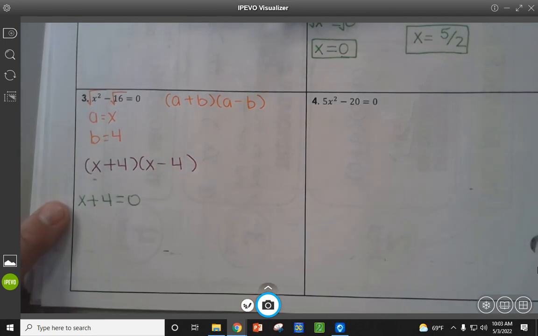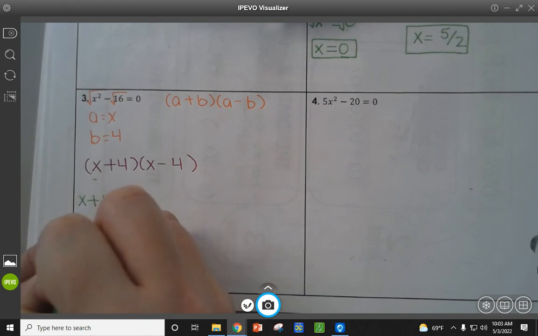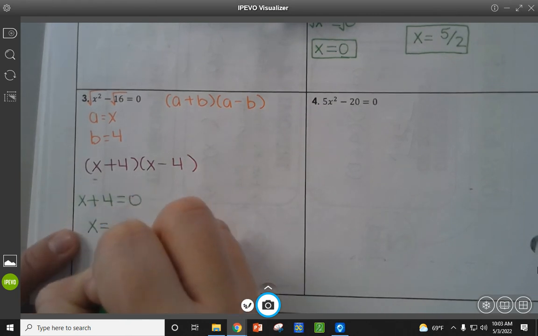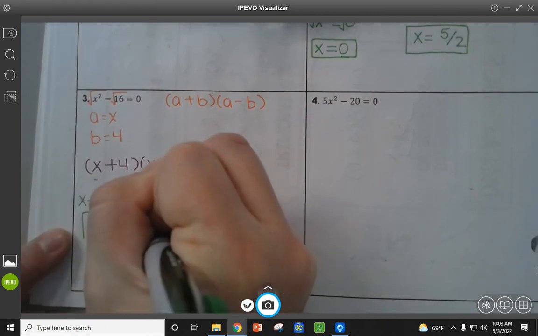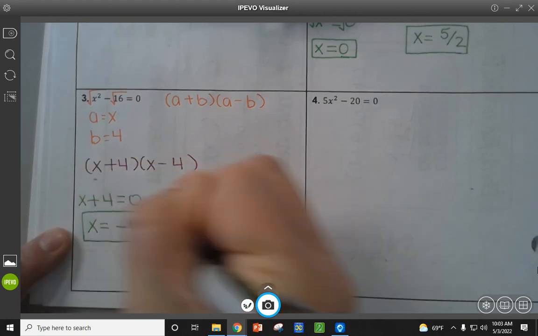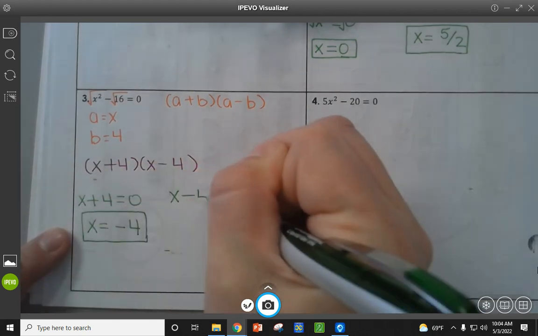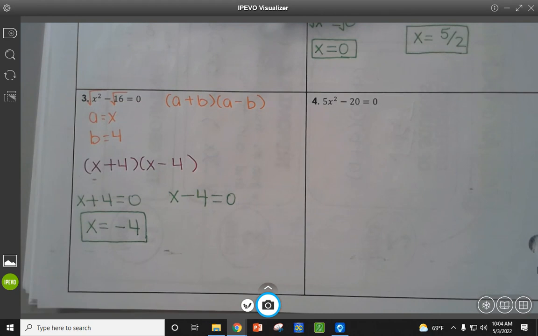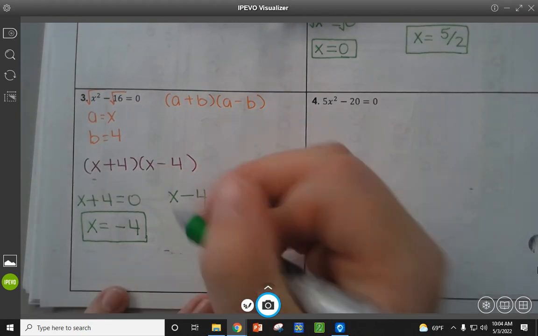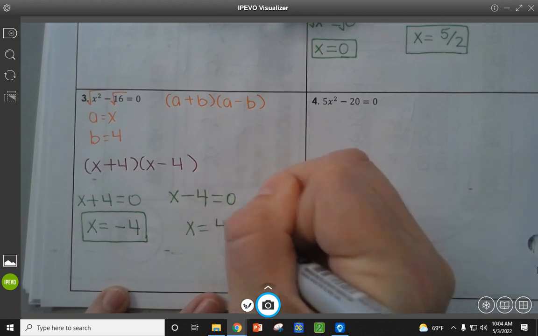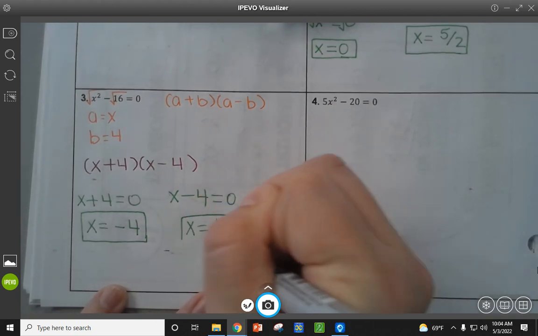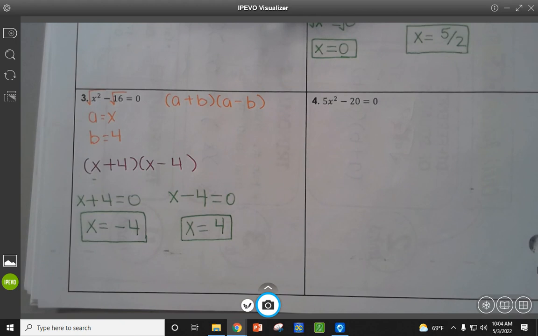So x plus 4 equals 0. How do I solve this one? Subtract 4, and I get x equals -4. And then I have x minus 4 equals 0. So I would add 4 to both sides. And so I get x equals 4. Then we leave it like that.